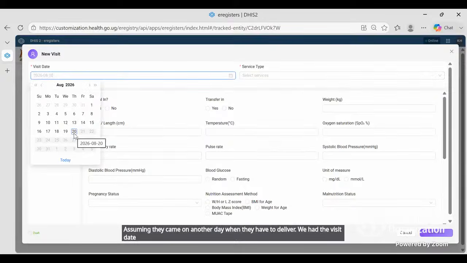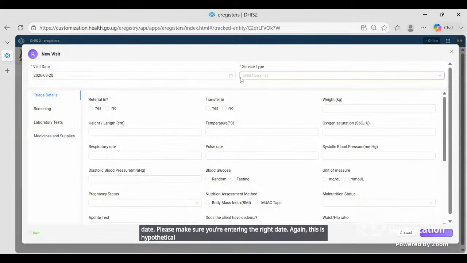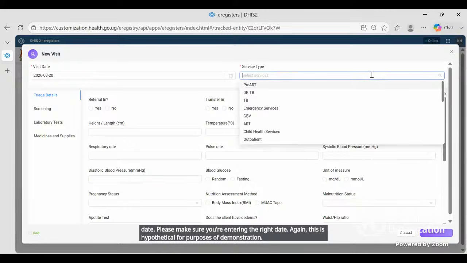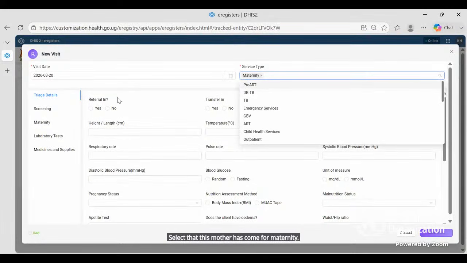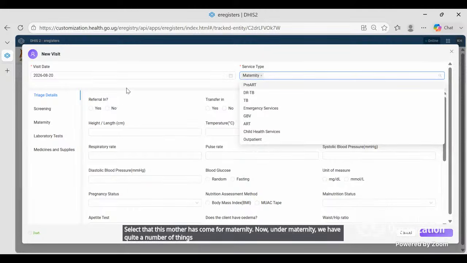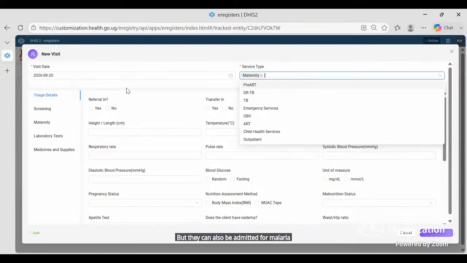Please make sure you're entering the right date. Again, this is hypothetical for purposes of demonstration. Select that this mother has come for maternity. Now, under maternity, we have quite a number of things that we track or that need you to admit the mother, and I think we are all aware of this. One of them is that they are in active labor, but they can also be admitted for malaria in pregnancy and any other conditions, as we'll see.